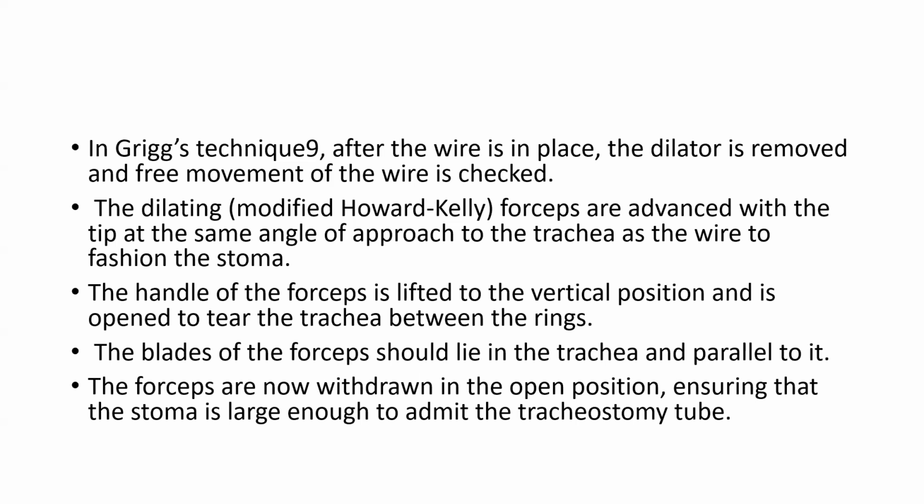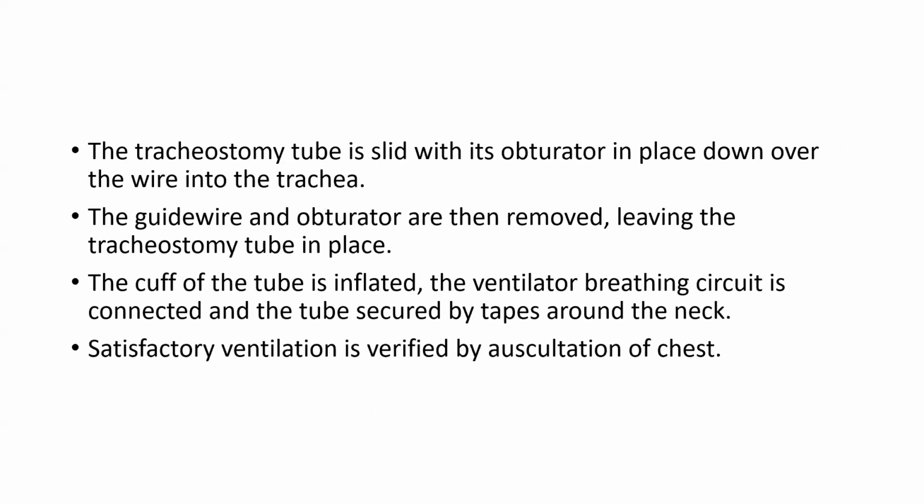The forceps are now withdrawn in the open position, ensuring that the stoma is large enough to admit the tracheostomy tube. The tracheostomy tube is slid with its obturator in place down over the wire into the trachea. The guide wire and the obturator are then removed, leaving the tracheostomy tube in place. The cuff of the tube is inflated and the ventilator breathing circuit is connected, and the tube is secured by tapes around the neck. Satisfactory ventilation is verified by auscultation of the chest.